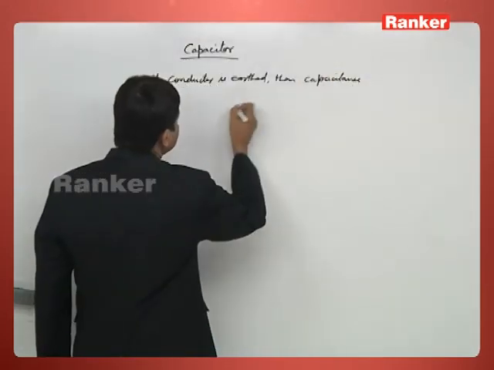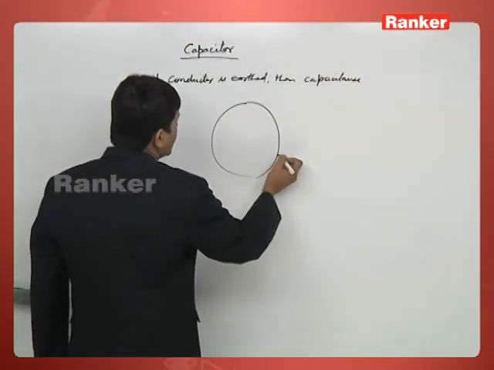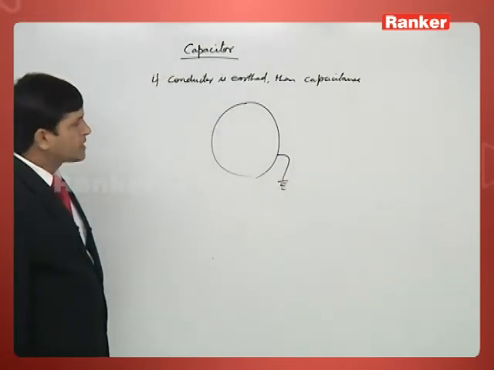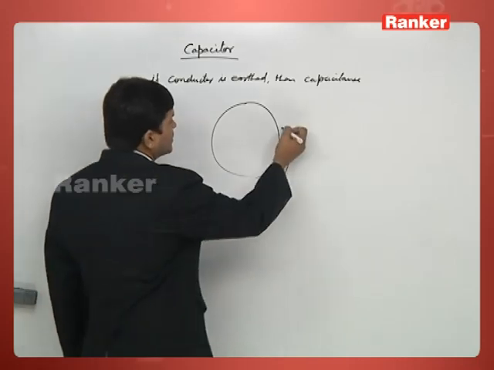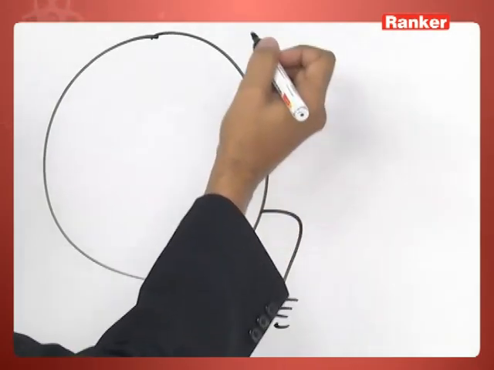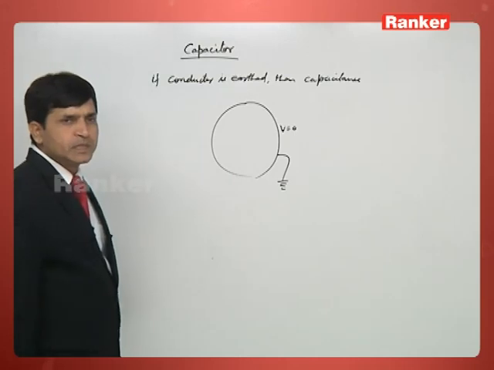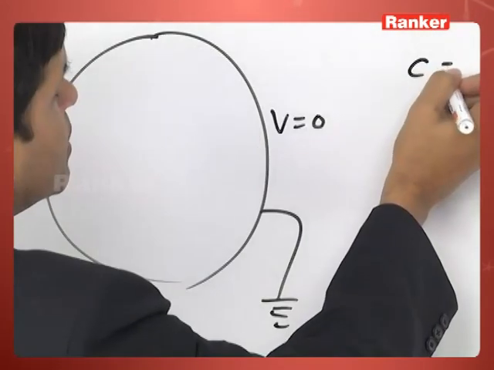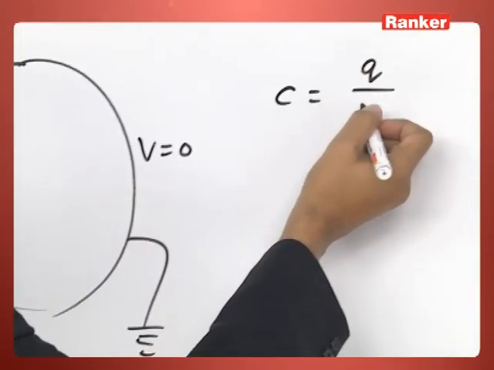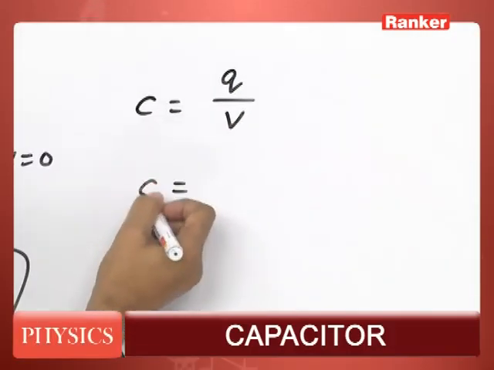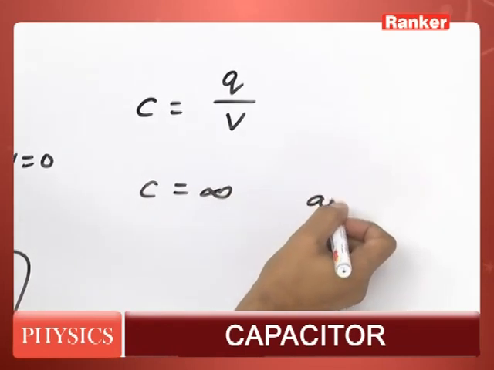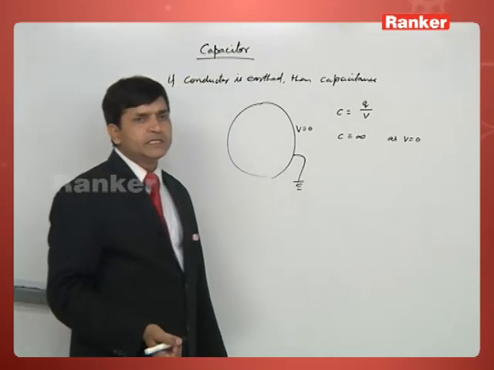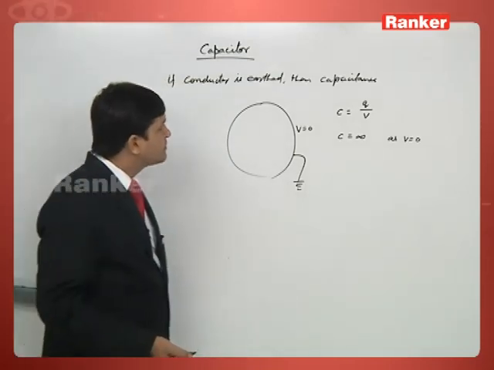It means this conductor is given and it has been made earth. So what will happen in that case? After earthing, the potential of this conductor is always 0. If theoretically we are talking about capacitance, as V is 0, the C will be infinity, which means its capacitance is infinity.